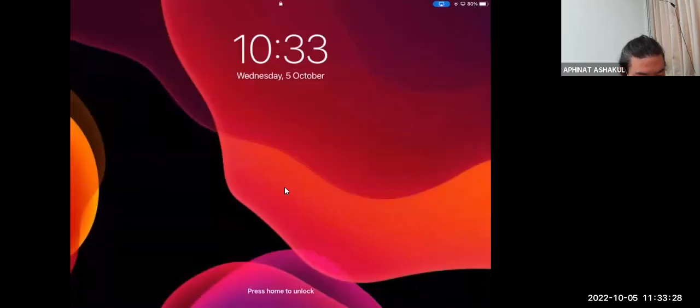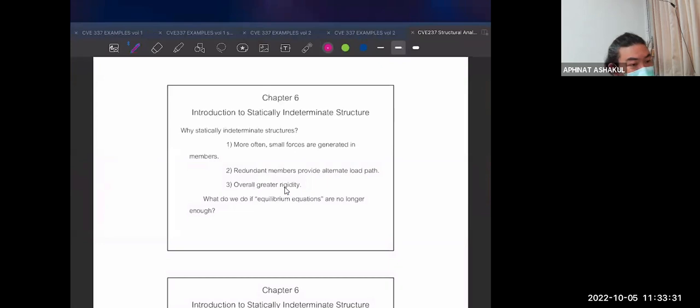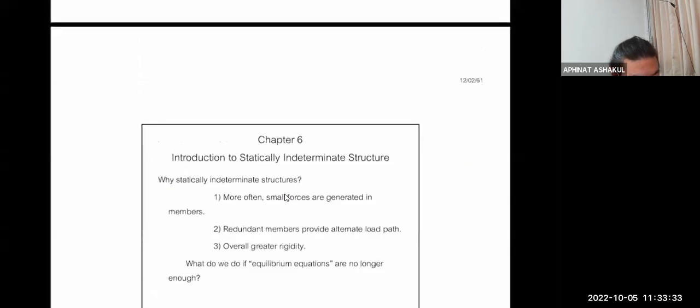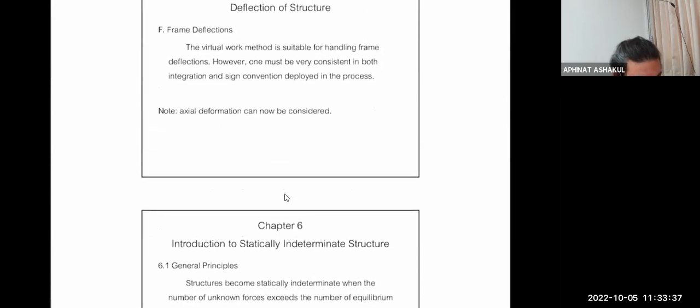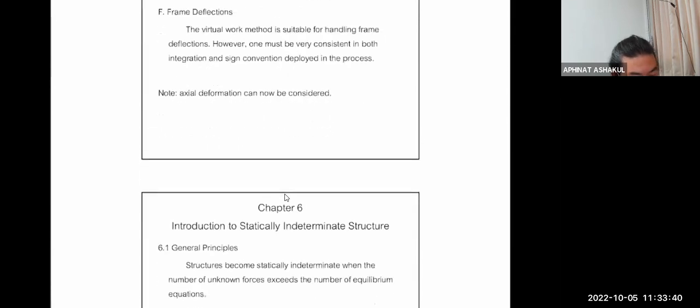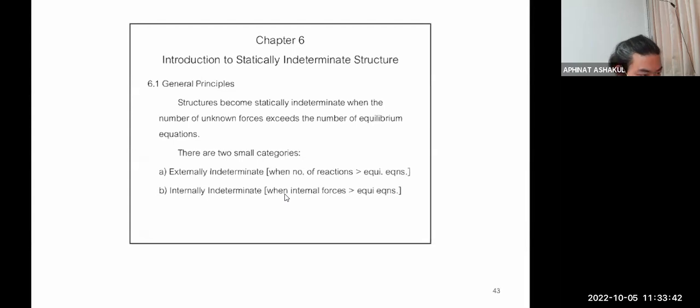All right. There's a short note here, you can go and read. The instruction on the understanding of the structure.